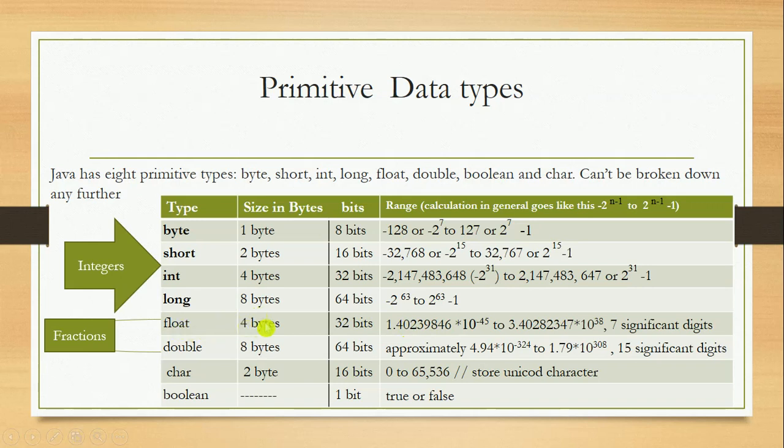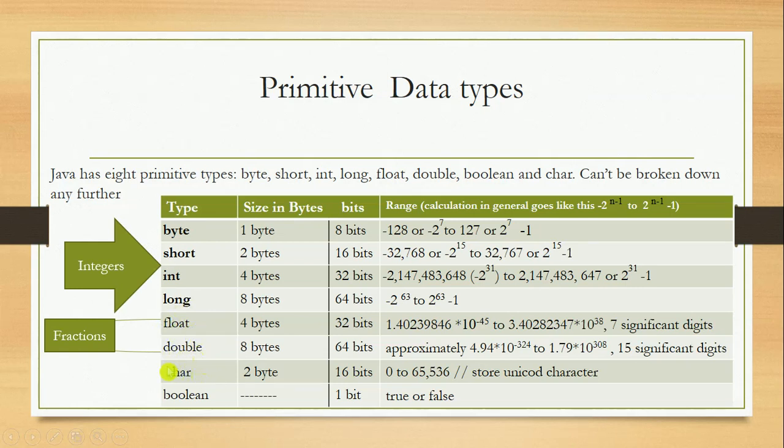Float, it stores decimal value or fractional values, and it consumes about 4 bytes, and it's about 32 bits. Double, it also stores decimal values, and it consumes about 8 bytes, and it's about 64 bits. So when we need more precision, it's better to use double instead of float.